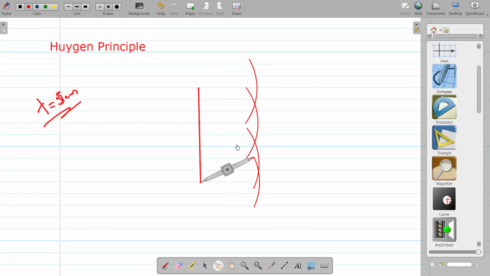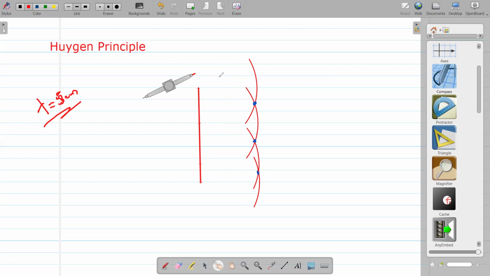Now the point where these arcs will intersect, like we placed at different positions. So the point where these arcs intersect, what do we do? We draw a straight line. We join those points. So this is a point where the arcs intersect, this is a point where the arc intersects, and this is a point where the arc intersects.